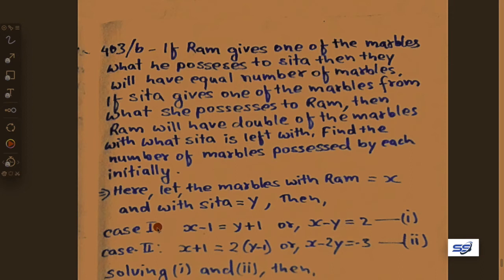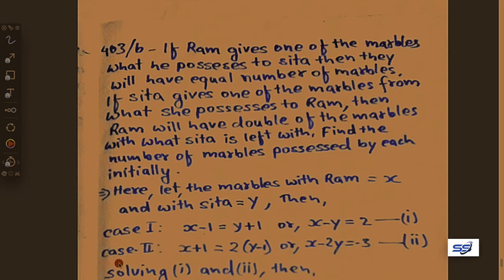Then as per the first case of our question, one marble is given. If Ram gives one marble, the number of marbles with Ram is X minus 1. They possess equal, so X minus 1 equal Y plus 1. If Ram gives, Sita takes. Or here, X minus Y equal 2. Minus 1 comes to this side as plus, 1 plus 1 is 2, and when changing the side of y it becomes minus. X minus y equal 2. Let it be equation 1. Equation 1 comes from case 1.